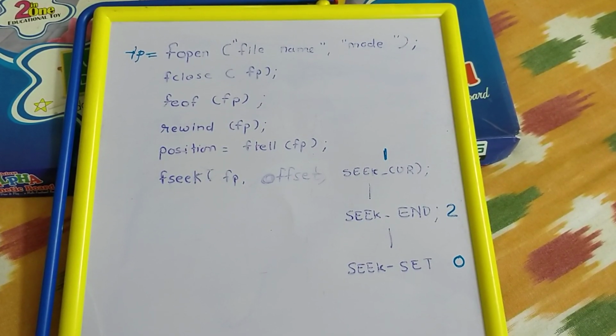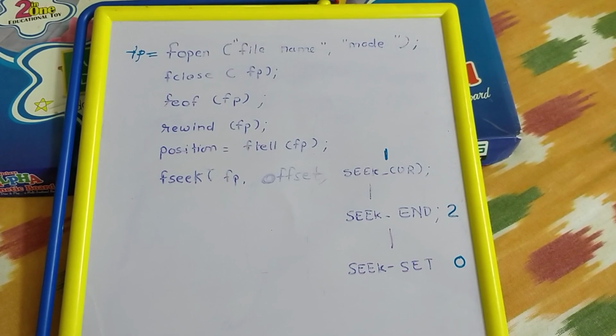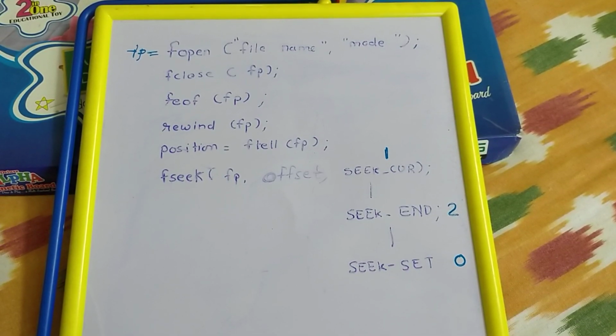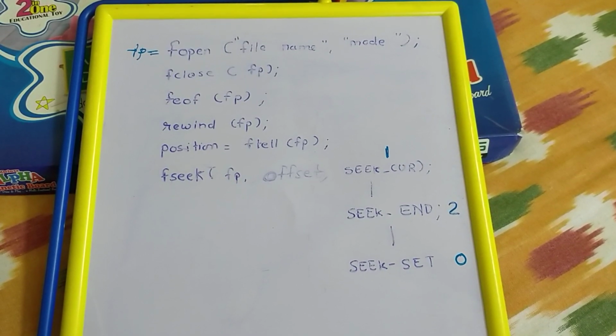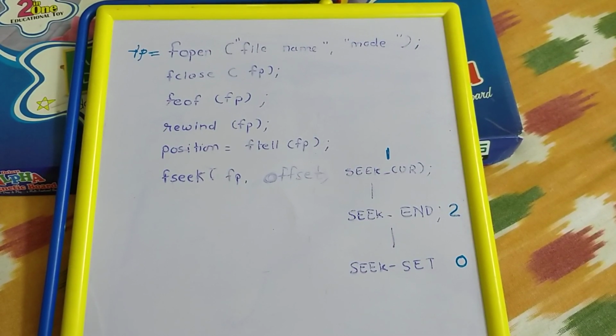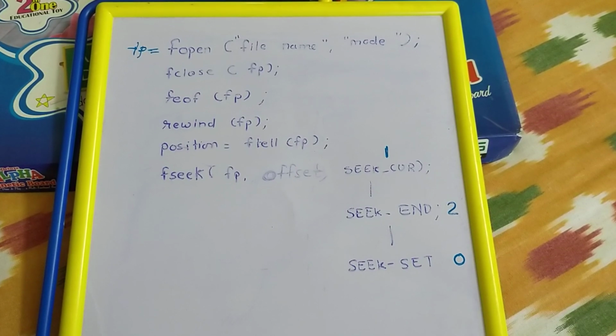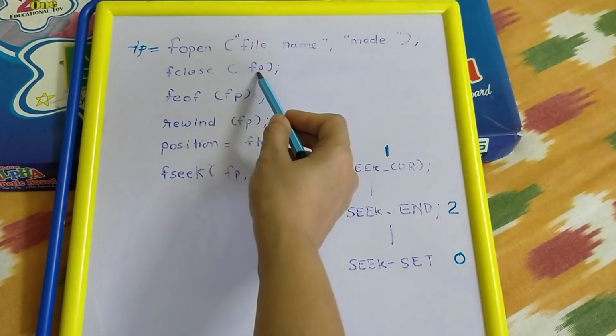There are other modes also possible like w+, r+, a+, but generally we use the basic file handling modes. The function fclose is to close the file pointed by file pointer fp.